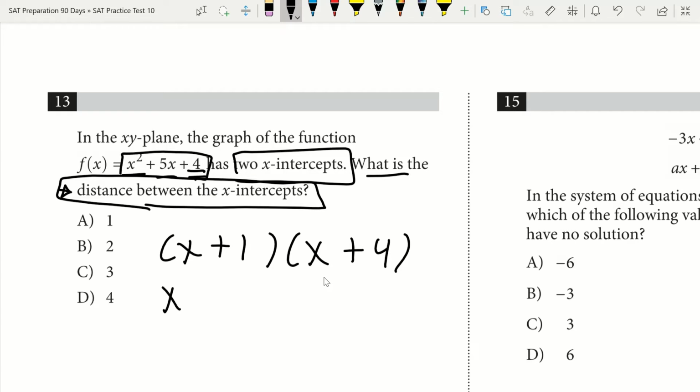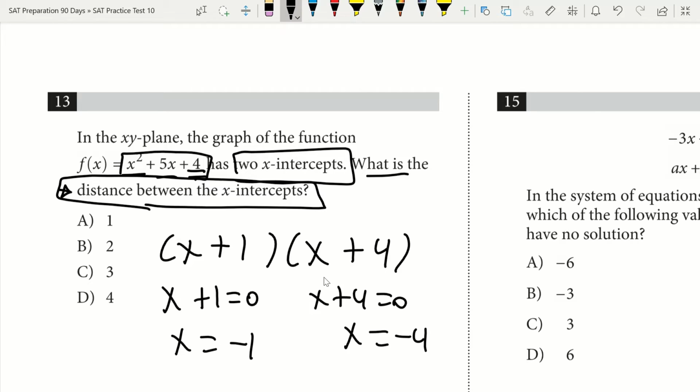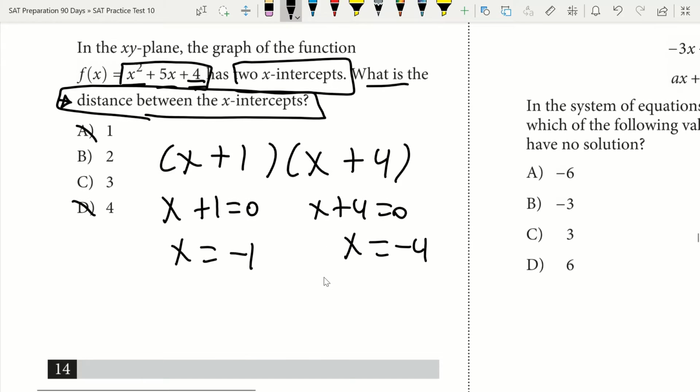Then I take my x plus 1 and I'll set it equal to 0. I'll take my x plus 4 and I'll set it equal to 0. Then I'm going to obviously see that when I subtract 1 from each side, I'll have x equals negative 1, and when I subtract 4 from each side, I'll have x is equal to negative 4. Keep in mind, 1 and 4 aren't my answers here because I'm asked for the distance between the x-intercepts. So my correct answer is the distance between negative 1 and negative 4, and that's going to be 3.